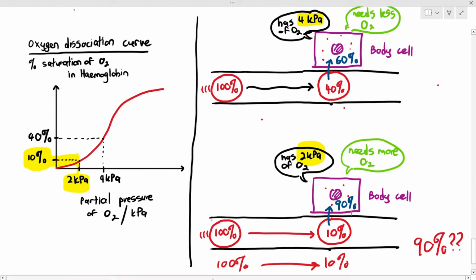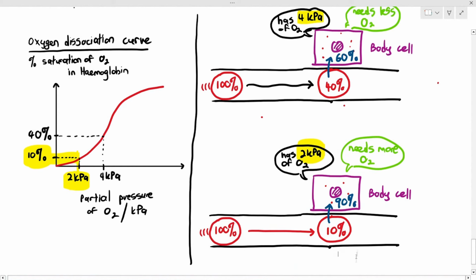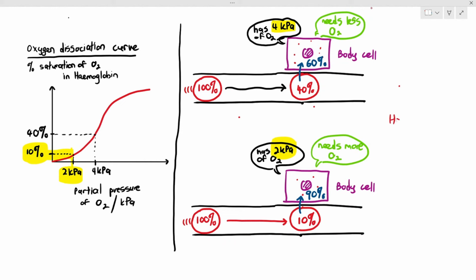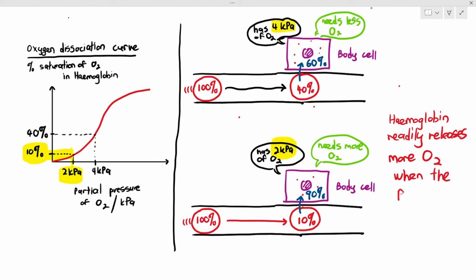Isn't this spectacular? You see, the cell at the top needed less oxygen, so the red blood cell released only 60%. But the cell at the bottom needed more oxygen, so the red blood cell released 90% of its oxygen, so that it is only left with 10% oxygen saturation within itself. So what this means is hemoglobin readily releases more oxygen when the partial pressure of oxygen is very low.